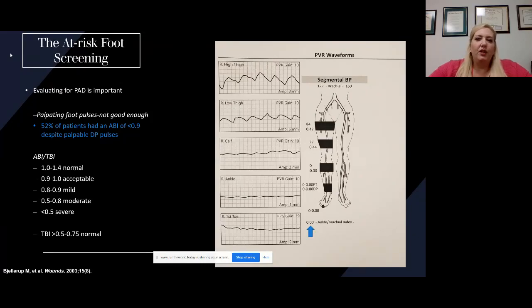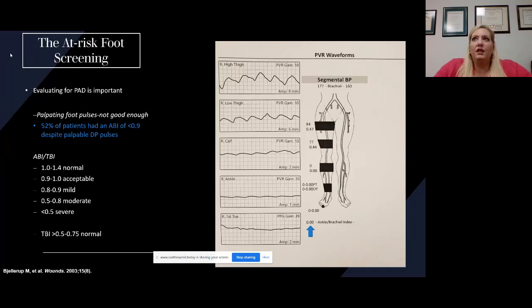So toe brachial indices I find a bit more helpful in our diabetic patients. Again, we talked about that there's calcification of the vessels, the large vessels in the leg, and it could show us a falsely elevated ABI. Not only could it be falsely elevated to the point of 1.4 or greater, it could actually be falsely elevated when there is peripheral arterial disease. So it can make us think we have a good ABI or good blood flow.